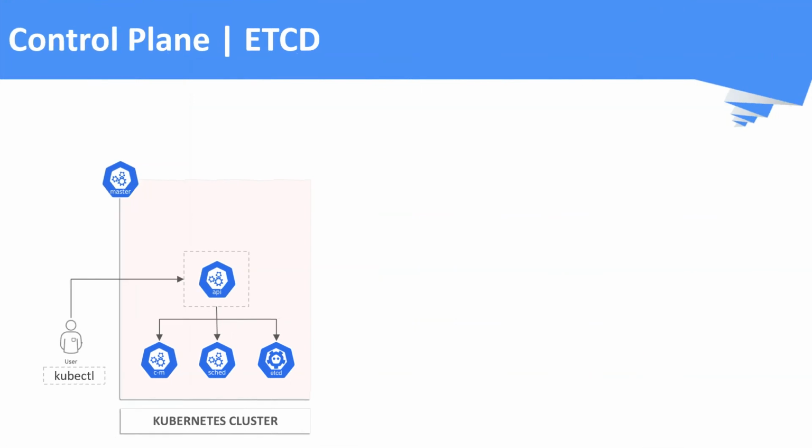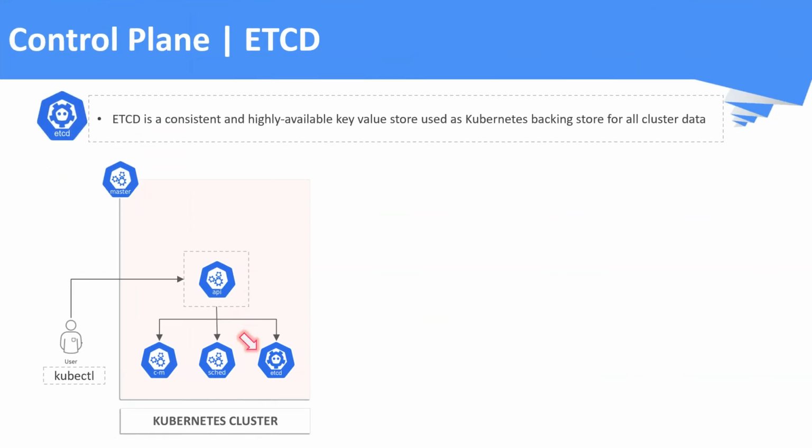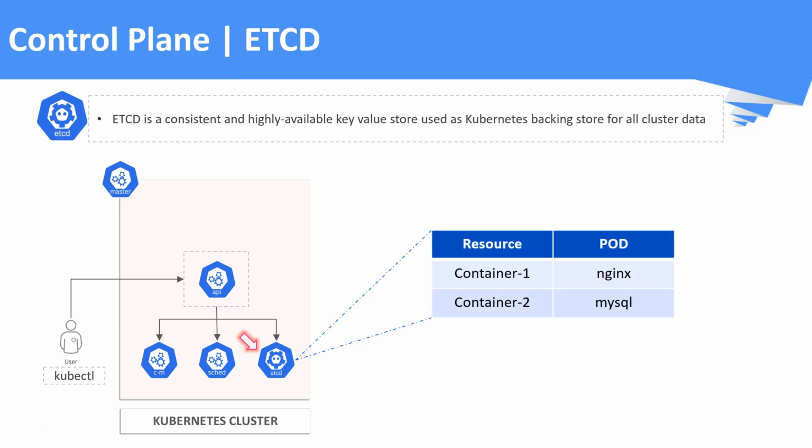Next is etcd. All the configurations and the information about the state of the Kubernetes cluster will be stored in the etcd database. Of course, etcd is a database. etcd is a fault-tolerant, highly available distributed key-value store database. This etcd is going to be your source of truth.